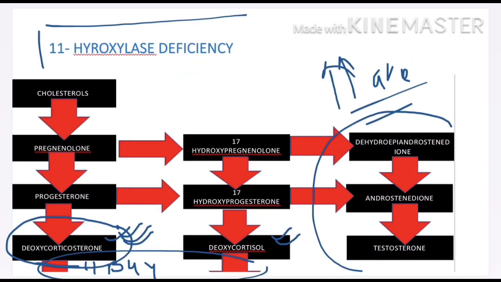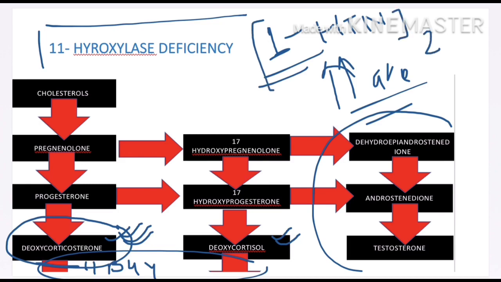So here I have made mnemonics. If one comes first in any enzyme, there is hypertension. Okay, you can relate in other also. If one comes first, there is hypertension. In 21 hydroxylase deficiency, there is no hypertension because one comes later here. Okay, similarly in other enzyme we have 17 alpha hydroxylase deficiency, there is hypertension.